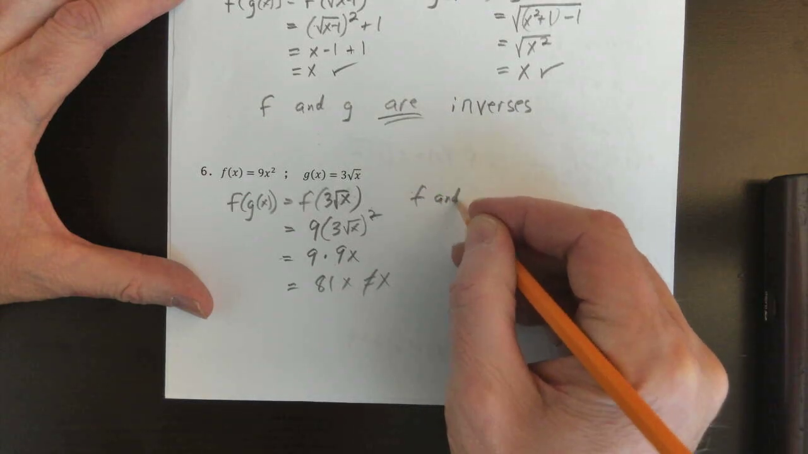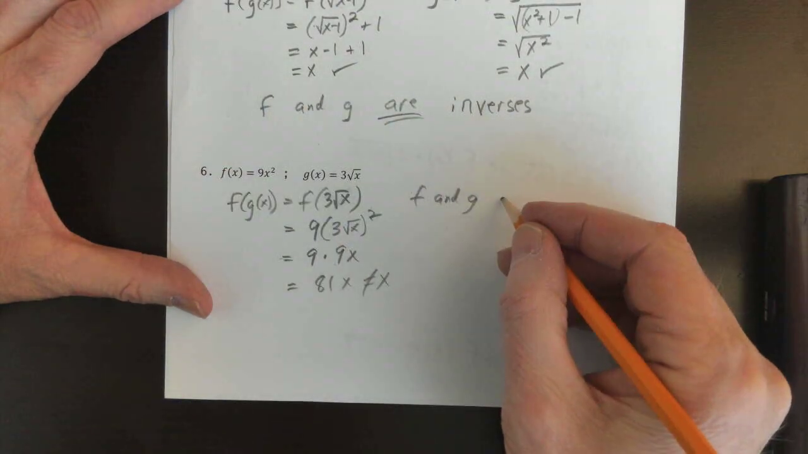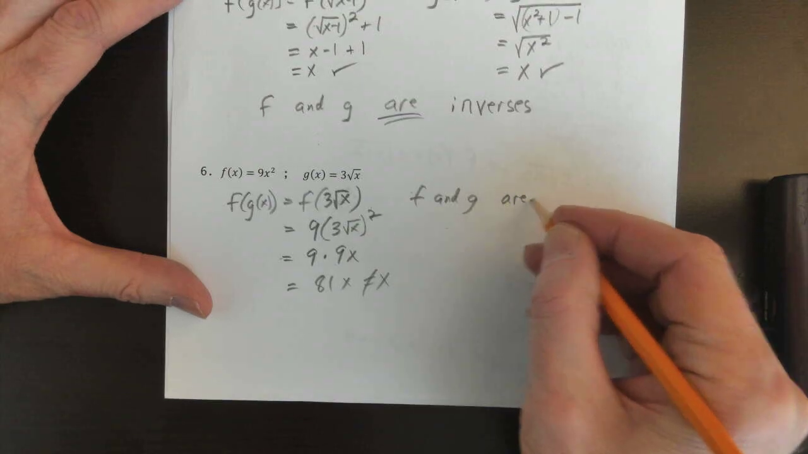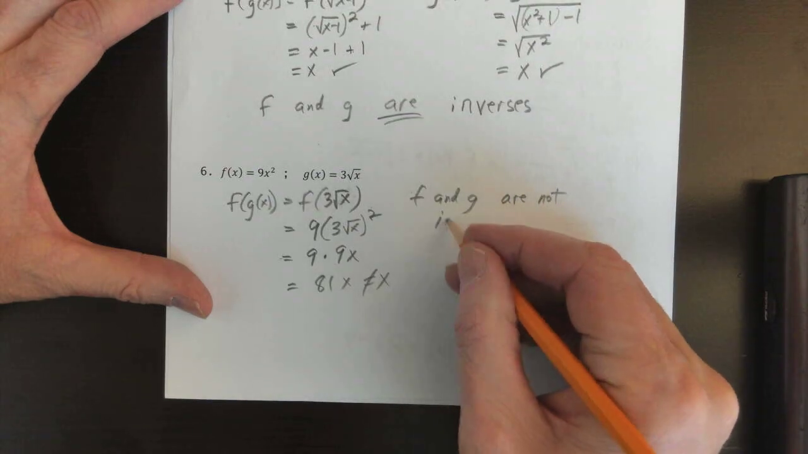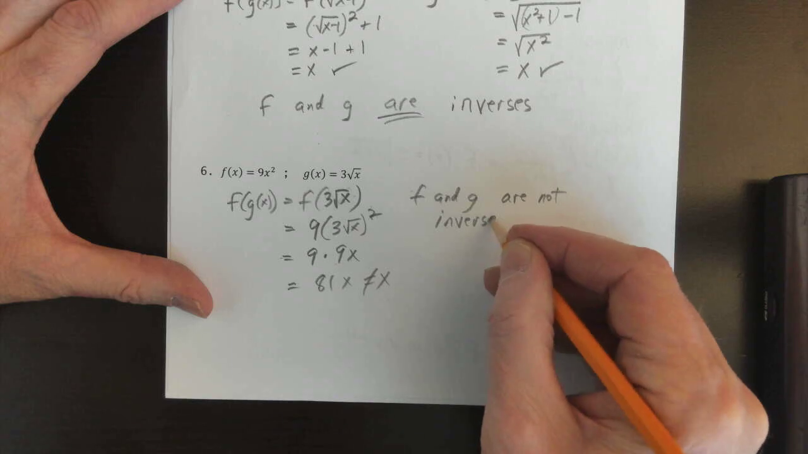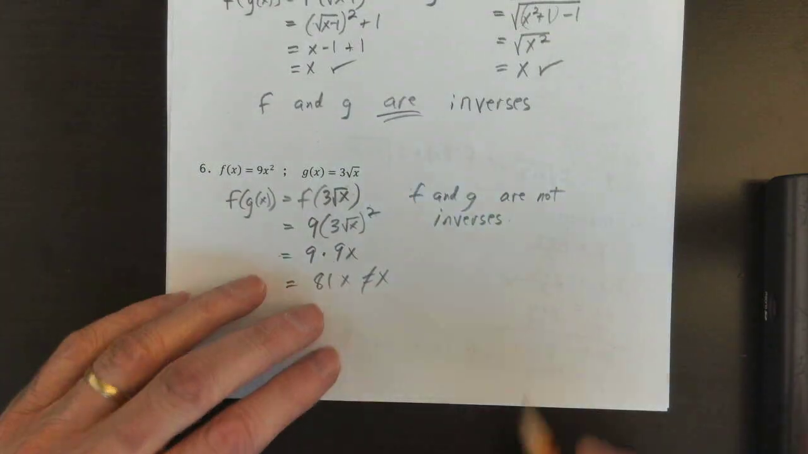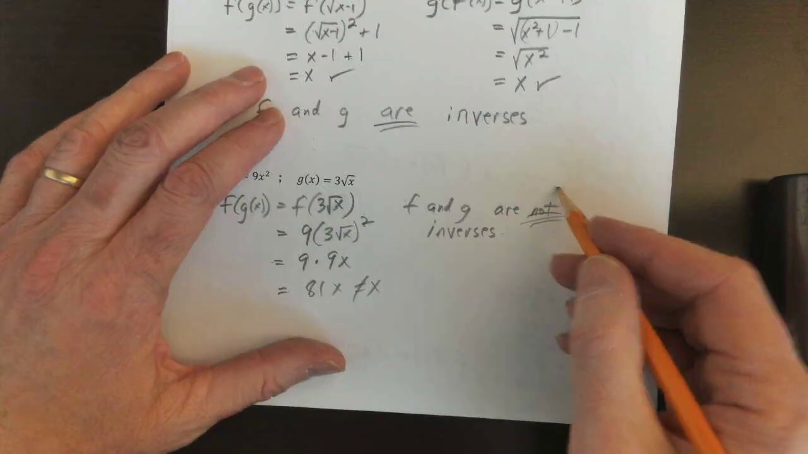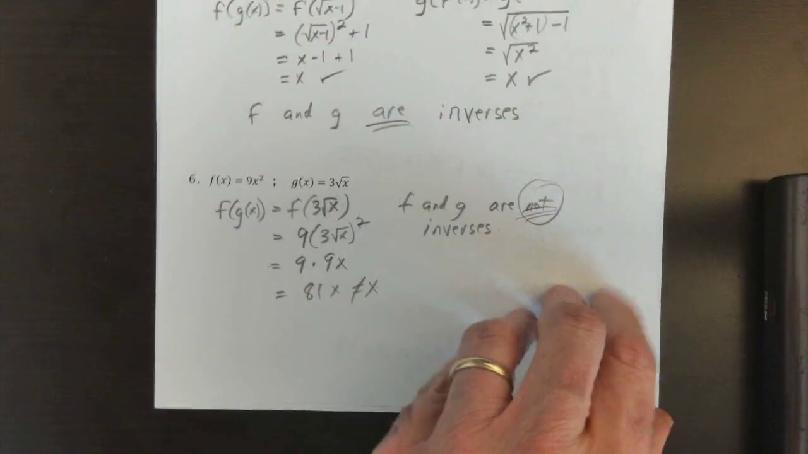So we have two pairs here that were not inverses. So f and g are not inverses. Okay.